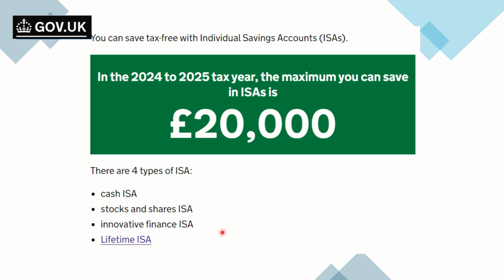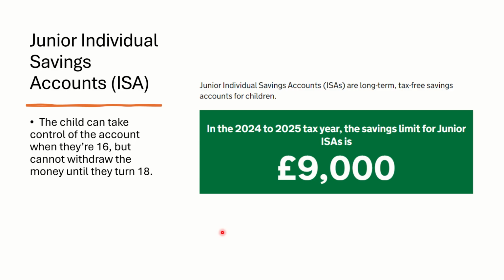Junior ISA is for kids. If you have kids and you want to save money for them tax free, then you can open a kids ISA, which would be under you, but you cannot take the money out. Only the kids can take it out. After they turn 16, they have control of the account, but they cannot take the money out until they are 18.